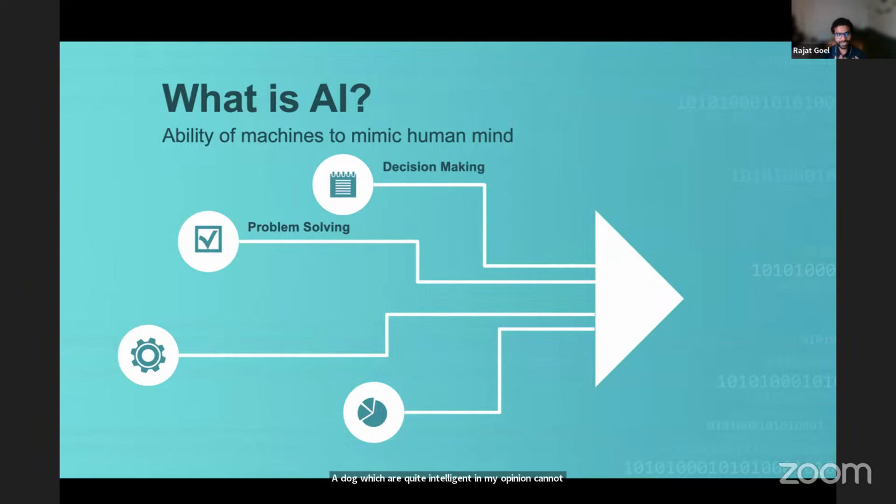So for AI to be intelligent, it should know how to optimally solve complex systems and complex problems by applying knowledge it has learned.